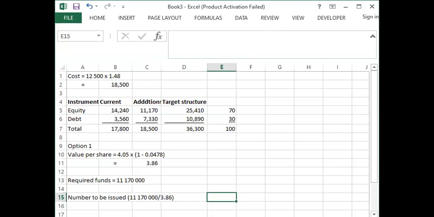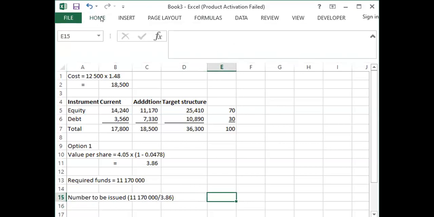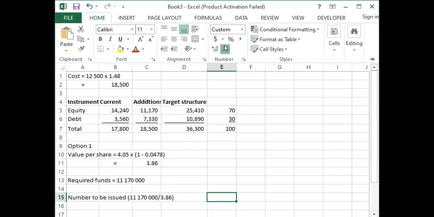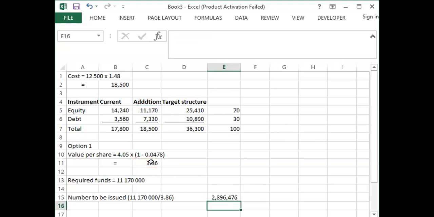All right. So we will do the calculation together. Equals. So this is the amount there times 1,000 because we want it to be 11,170,000. Then we divide it by the answer that we got there. So these are the number of shares that need to be issued. So if we issue this number of shares based on this price, we will raise this amount of money.